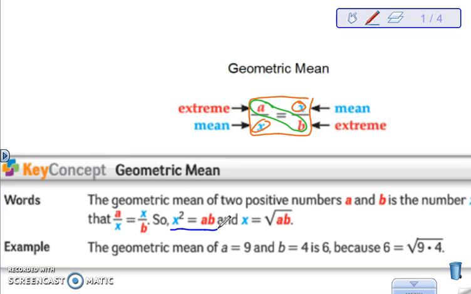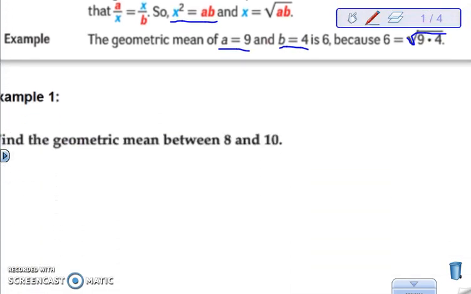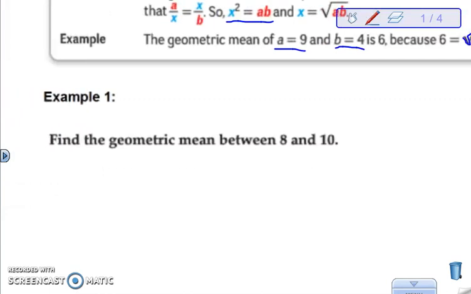So to find a geometric mean, what you're going to do is multiply the two numbers and then take the square root. So the geometric mean of 9 and 4 is 6 because 9 times 4 is 36, and the square root of 36 is 6. So if we're looking at an example, say find the geometric mean of 8 and 10.